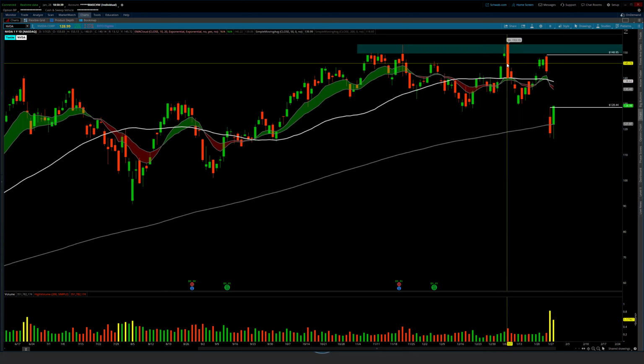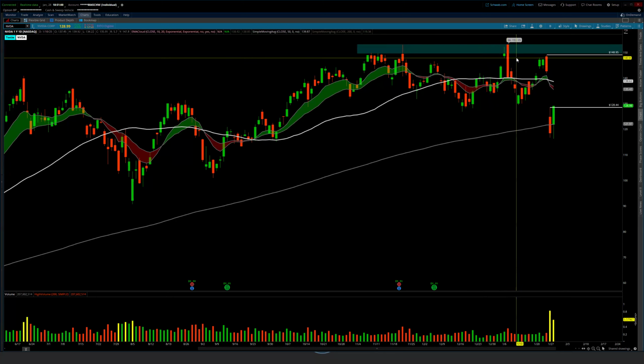There's always somebody that knows, and we can use reactions to these key levels of support and resistance in order to judge the health of a given name, right? When you're seeing these real strong moves off of these resistance levels, probably a good reason to be cautious, right?